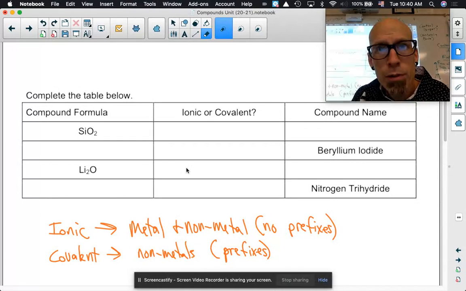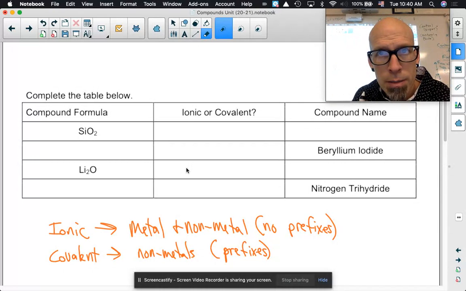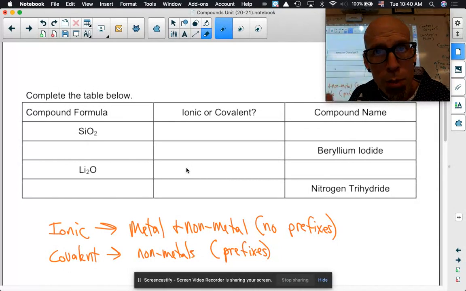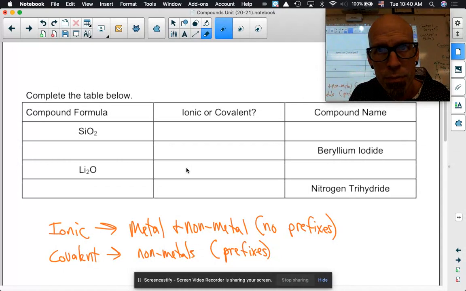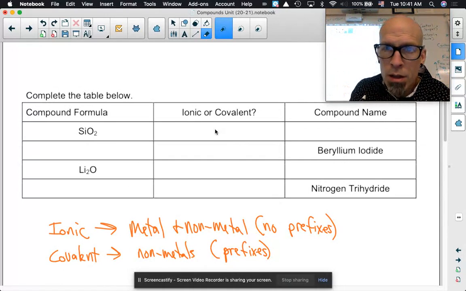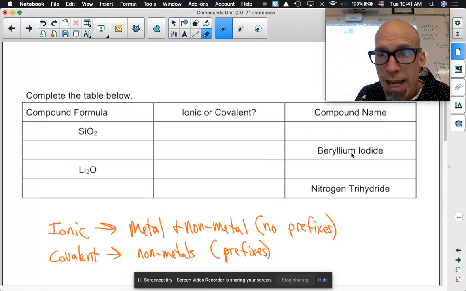Metals have to transfer electrons to have an octet. Then they become charged positively, and then they attract to the nonmetal negative charge. That's ionic. They can't covalent bond. So, let's see, where were we? Let's look at the names first.